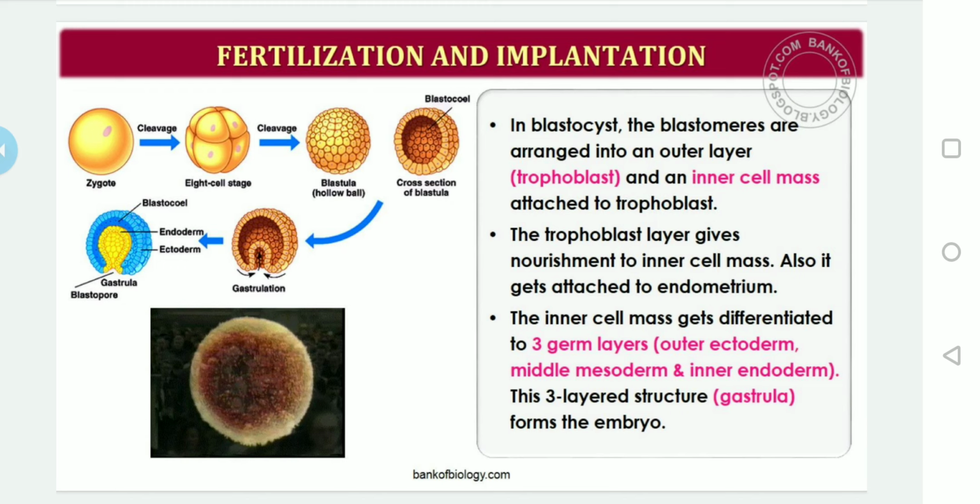Generally the trophoblast layer gets attached to the endometrium wall of the uterus, isn't it? So then what will it be? Actually, the trophoblast layer gives nourishment to the inner cell mass. Also, it gets attached to the endometrium. Remember, the inner cell mass gets differentiated into 3 germ layers, that is, the outer ectoderm, middle mesoderm, and inner endoderm. So this 3-layered structure is also called gastrula. Okay, and this forms the embryo. Fine. Yes, I hope you can identify the structure also, the gastrula. The phenomenon is called gastrulation, and the 3-layered structure formed is called, yes, gastrula.